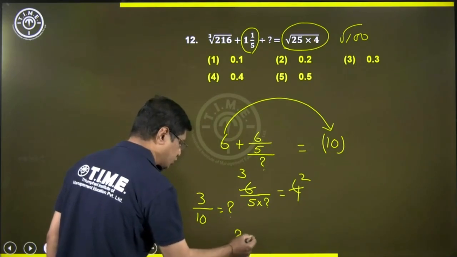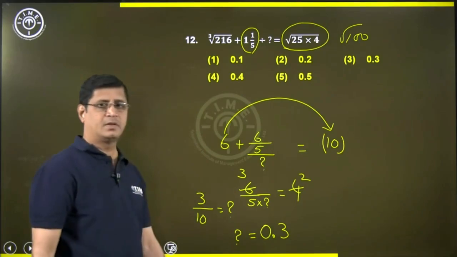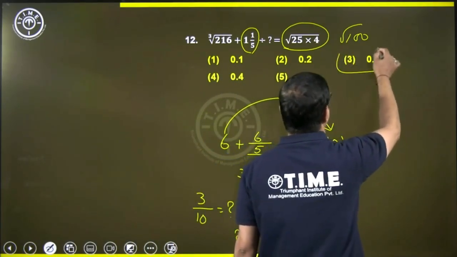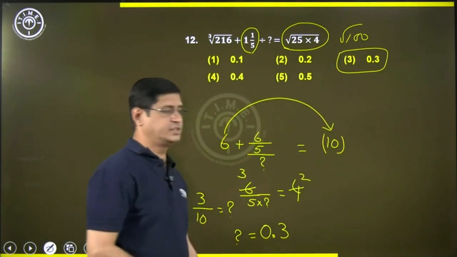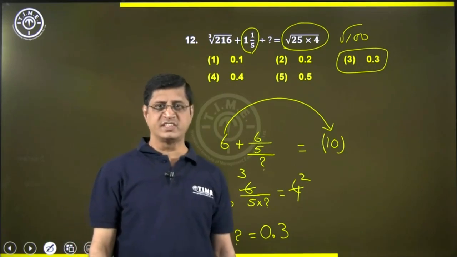How much is the value of question mark? It is 0.3. 0.3 means answer choice 3. Third option is the right answer. Okay. Now moving to the next example.